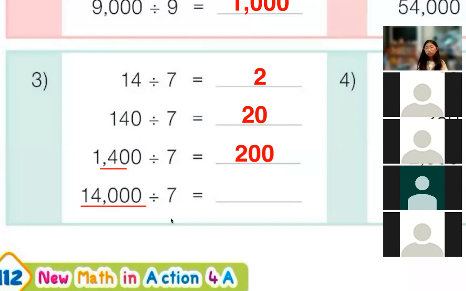Repeat it again. 14,000 divided by 7 is 2,000. Very good. Yes, that's right. Because in 14,000 we have 3 zeros, which we have to transfer to the quotient. So 14,000. Okay. Thank you, Tete.